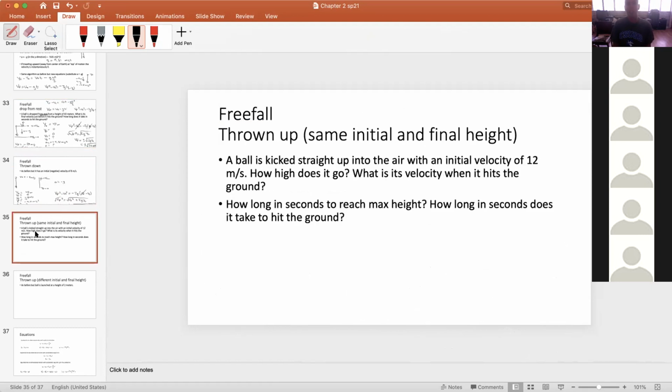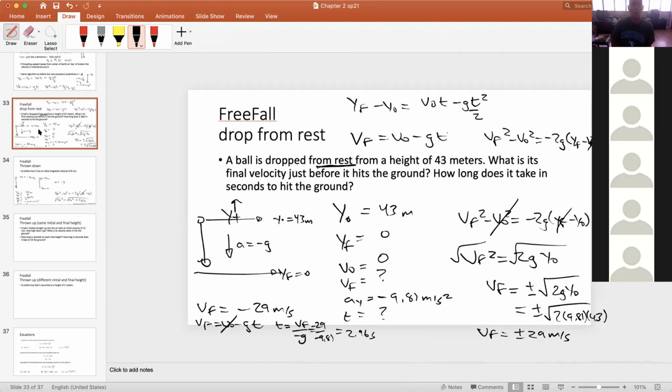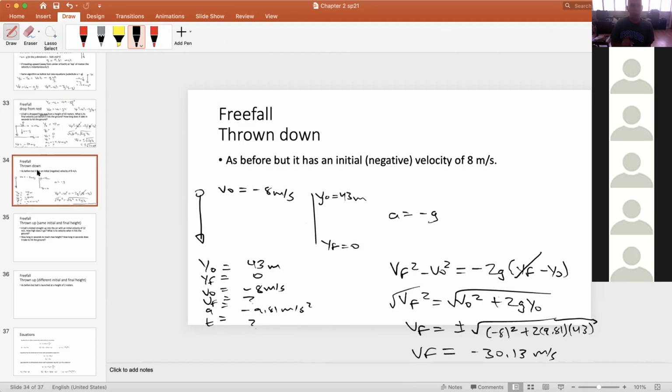Professor, sorry, I think I'm making a simple algebraic error, but how does a 2g become positive? Where, in what? Right before you take the square root. Because I'm multiplying negative 2g by y final minus y initial, but my y final is 0. Oh, I see. Okay. So the negatives cancel. Right. Okay. Thank you. Yeah, no problem.